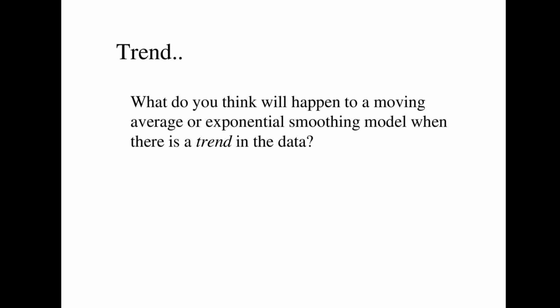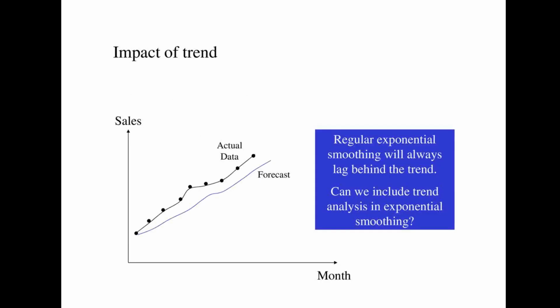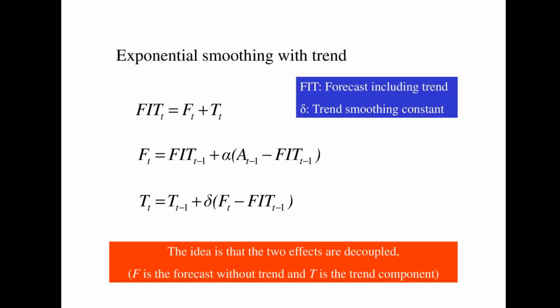So what do you think will happen to a moving average or exponential smoothing model when there is a trend in the data? Here we can see a graph of actual data and forecasting. This forecast had been done by the exponential smoothing method, and we can see that this graph always lags behind the actual data. So can we include trend analysis in exponential smoothing?